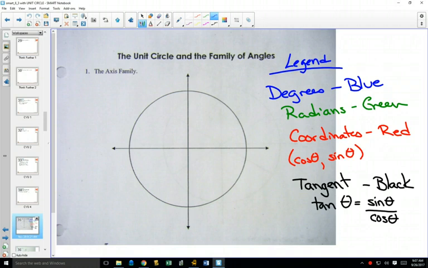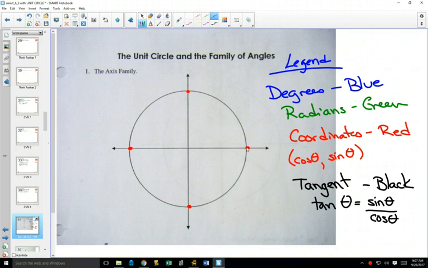So our unit circle is going to be split up into a bunch of different angles, and we can categorize those angles by families. And the first family that we're going to do is the axes family. So when we're looking at the axes family, we're looking at the coordinates on the unit circle that run into the axes. So those are the points that are part of the axes family. We're going to start with degrees because that's our easiest thing.